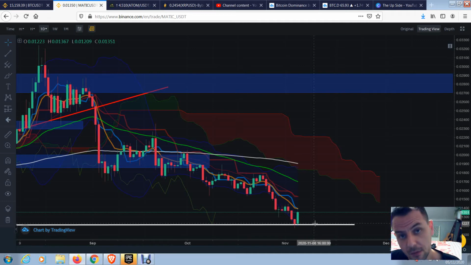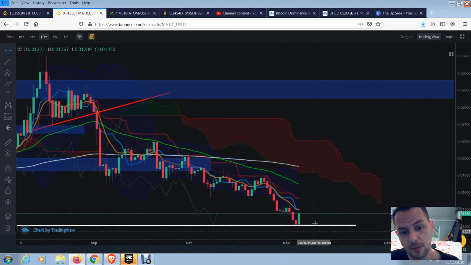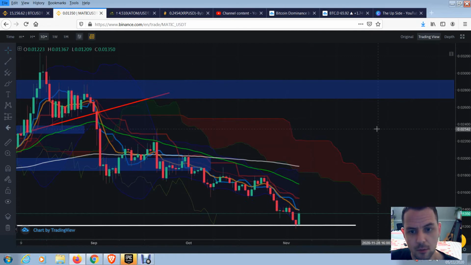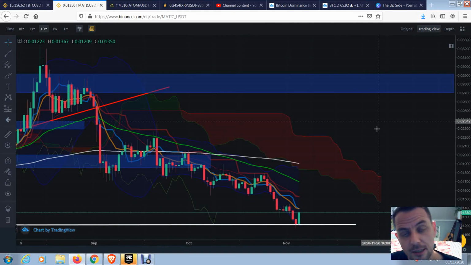So if you did buy it at 1.2 cent, I'm not telling you what to do with your money, but I would suggest you consider selling and waiting to buy back down again at that 1.2 cent or the 1 cent. But again, I'm not a financial advisor, so this isn't financial advice.